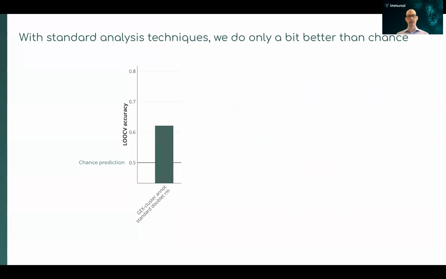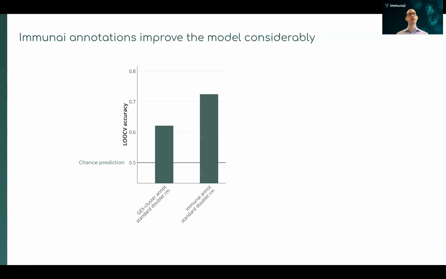So when we started out doing this, we said, okay, let's take the standard approaches for cell type annotation and doublet removal and see how well we can do. And, not that surprisingly, we weren't able to do that well, maybe just a little bit better than chance. Interestingly, when we swap in the standard annotations for Immunai annotations, our model gets much better. And the reason it gets better is because the features going into the model are cleaner, because the features going into the model are for specific cell types. And so when you have higher resolution cell type identification, the features can be better.